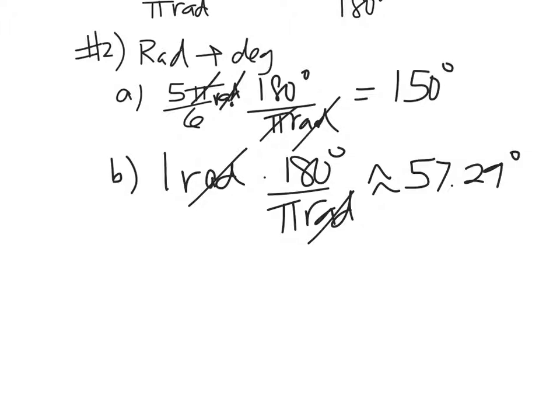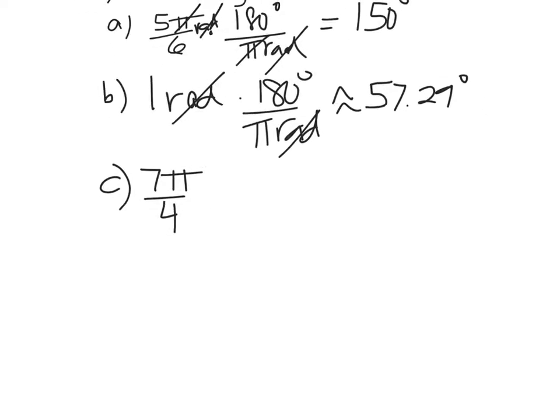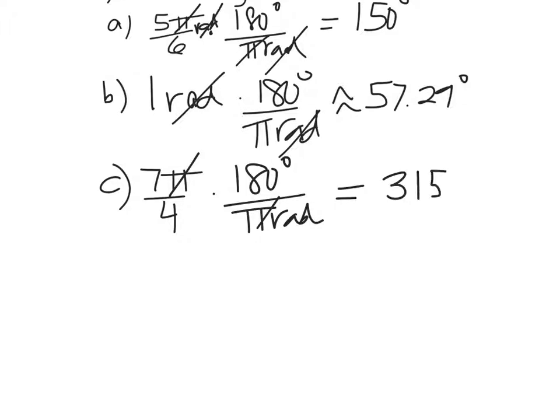All right, how about 7 pi over 4? Let's go ahead and find out how many degrees that is. You're going to get pretty good at this where you won't even have to use the conversion. Some of you might already be able to do this in your head. So 180 over pi radians. The pi's are going to reduce, leaving us with 7/4 of 180, which is 315 degrees.